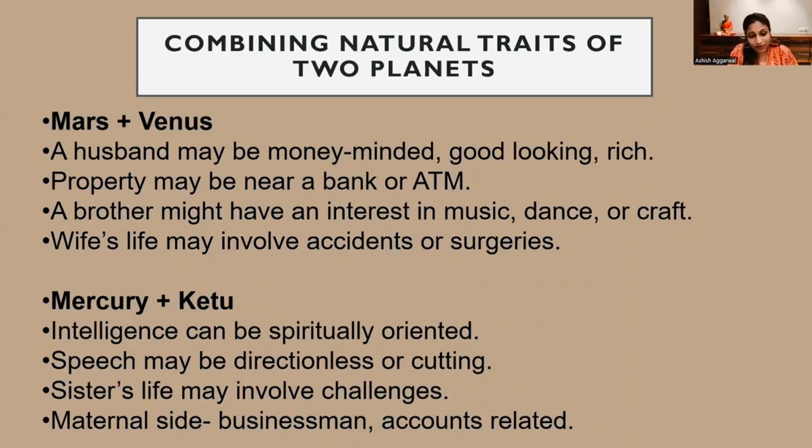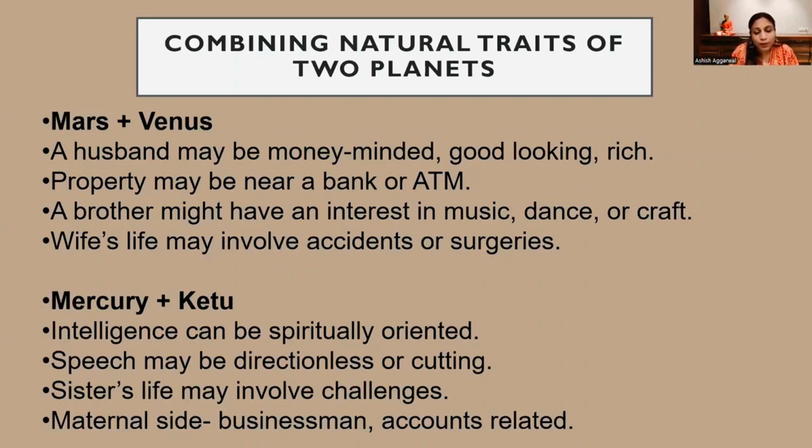The wife may have accidents or surgeries in her life. Why? Because the wife is represented by Venus, and if she is with Mars, then there could be accidents or surgeries in her life.